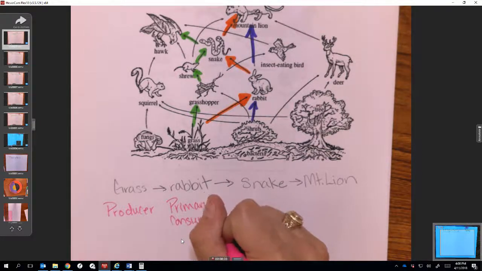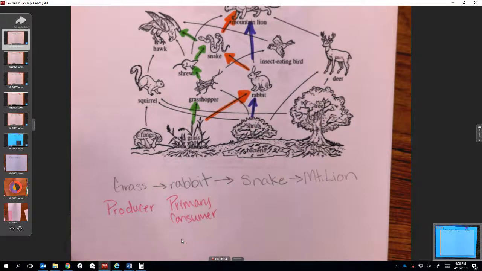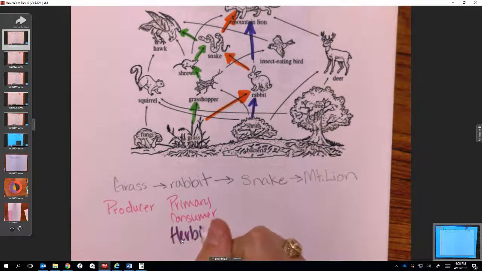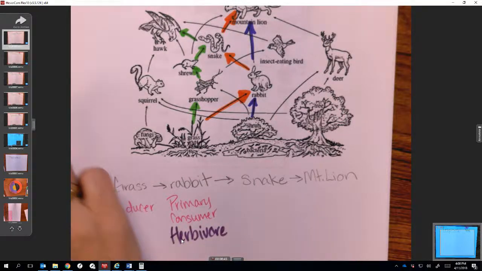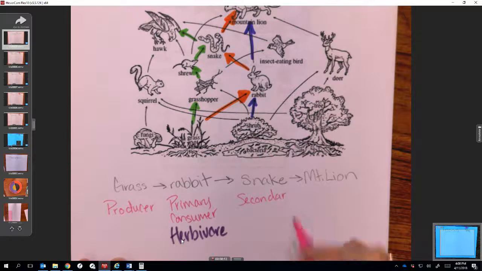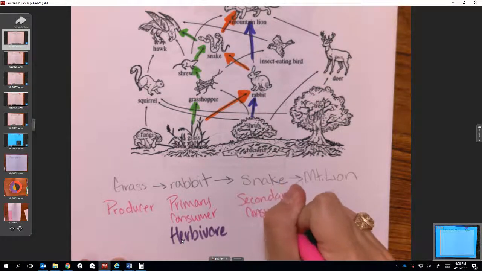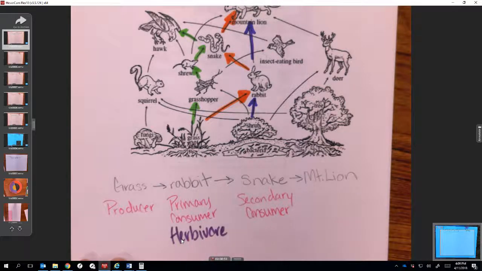Primary school is the first school you go to. Primary meaning first, the first consumer. Now, the other word I used to describe this rabbit was a herbivore. Herbivores eat plants. Next on the list is the snake. From primary, we move to secondary consumer. Get it? It's the second consumer. It's the second thing to eat something.